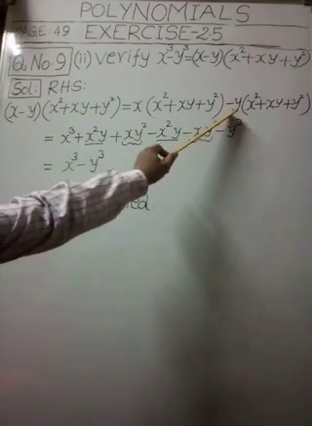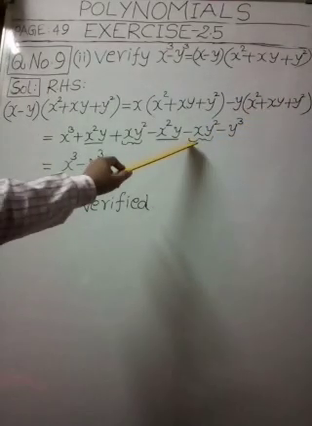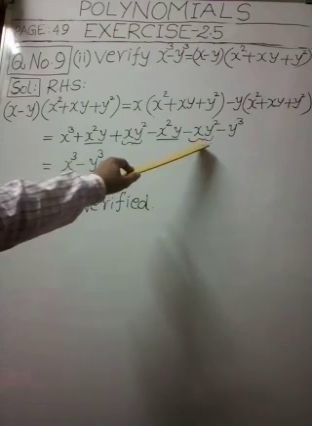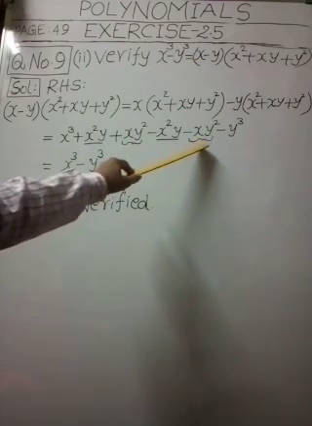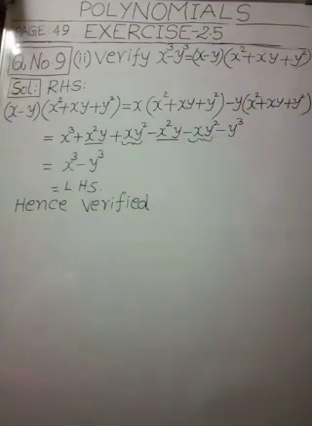After that we multiply minus y into plus xy. What will you get here? Minus xy square. Understood this term, my dear children? Right. And finally minus y into plus y square. What will you get here? Minus y cube. Understood the last term, my dear children?